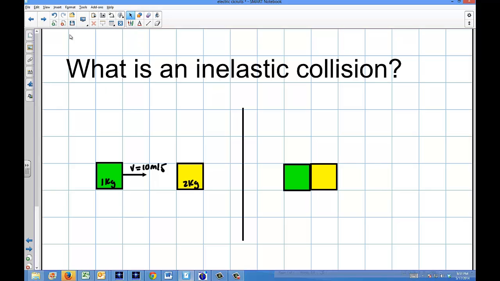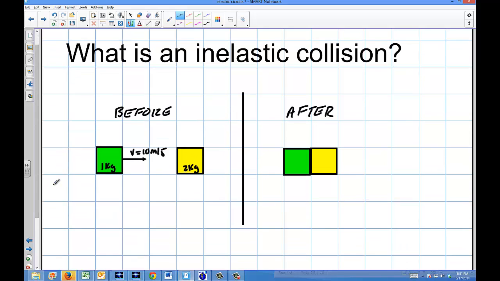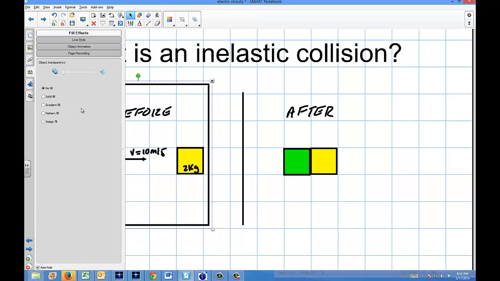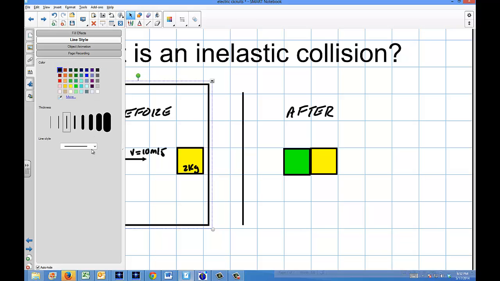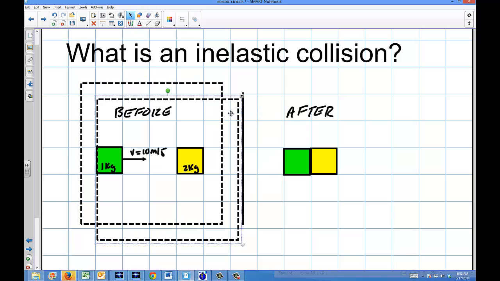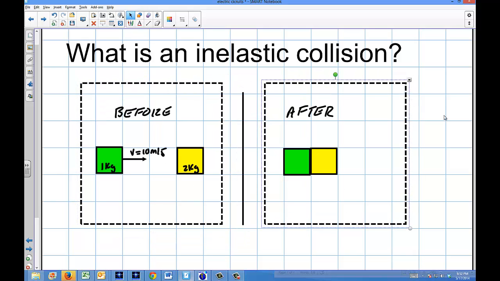So I'm going to call this before right here, and this is my after here. One of the cool things about momentum is that it's conserved. So I know the momentum of this whole system is going to be conserved. I'm going to put a dotted boundary around this to show that that's my system here. The whole momentum of this system is going to be conserved before and after. In other words, the momentum of this whole system, whatever I calculate, is going to be the same as this one in the end.